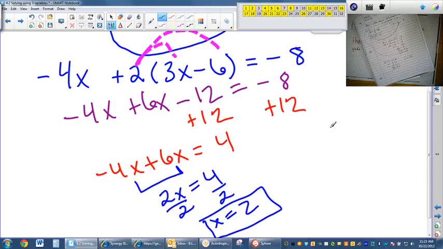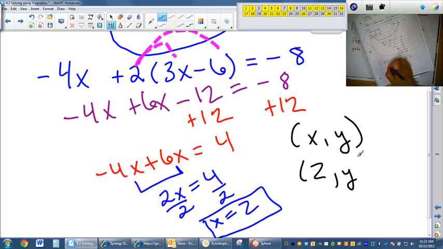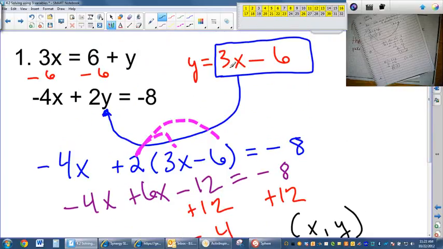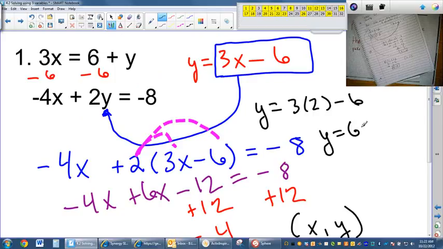So remember, we always want to get an x comma y here. So I have my x, but I need my y. What am I going to do to get my y value? Emmett, what am I going to do? Yeah, we're going to plug our x value in. So let's plug 2 into this equation right here. So we get y equals 3 times 2 minus 6. So I get y equals 6 minus 6. So I get y equals 0.